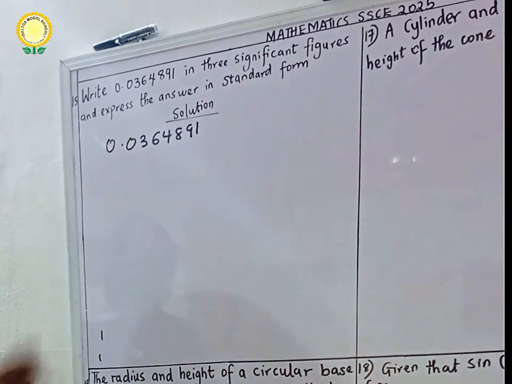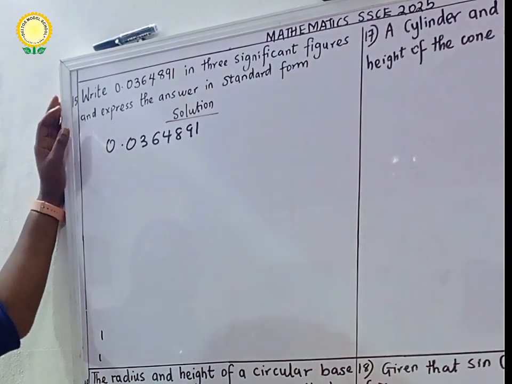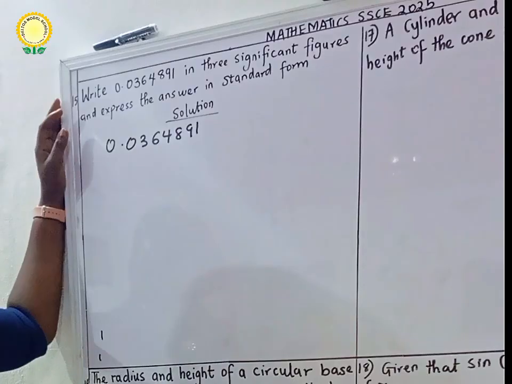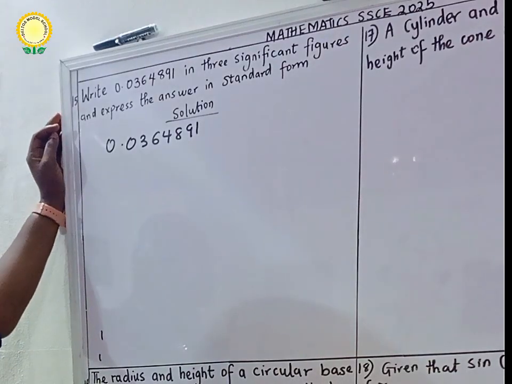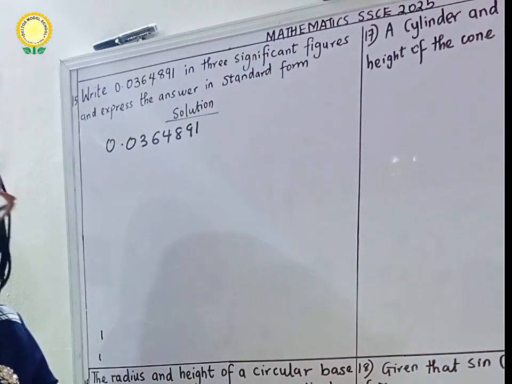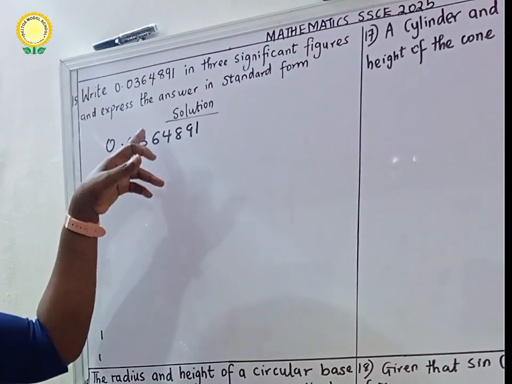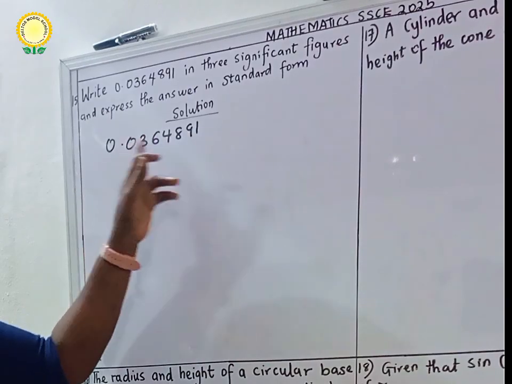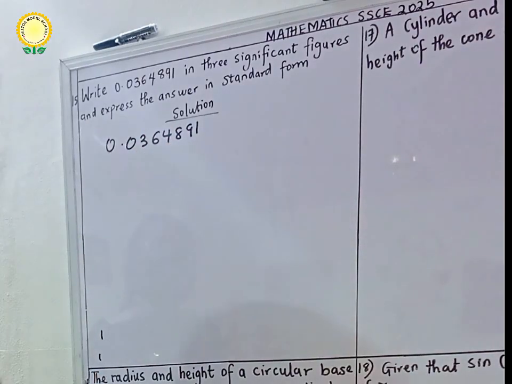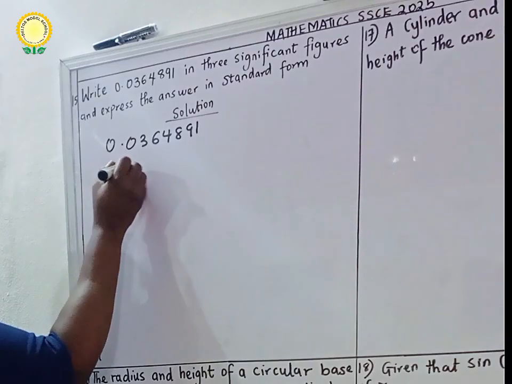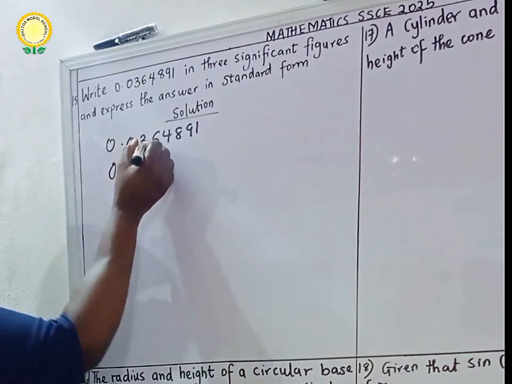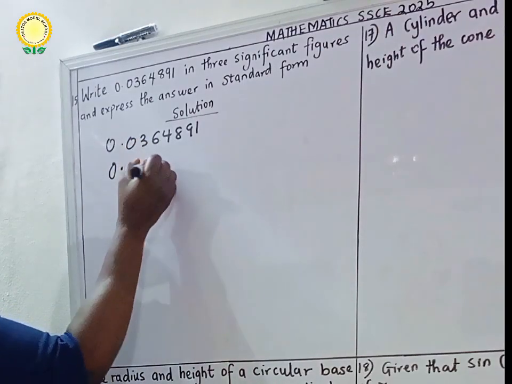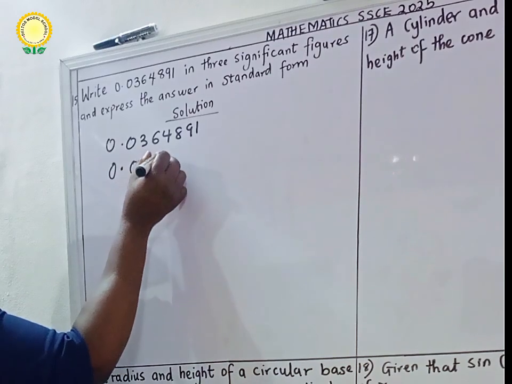Okay, so when we are changing to significant figures, we are looking at non-zero numbers. We are picking the non-zero numbers that are not in between other numbers. Like if a 0 is here, you are going to pick it together with the other numbers. Okay, so let's go. We have 0.0. So this is the first non-zero number. 3, 6.